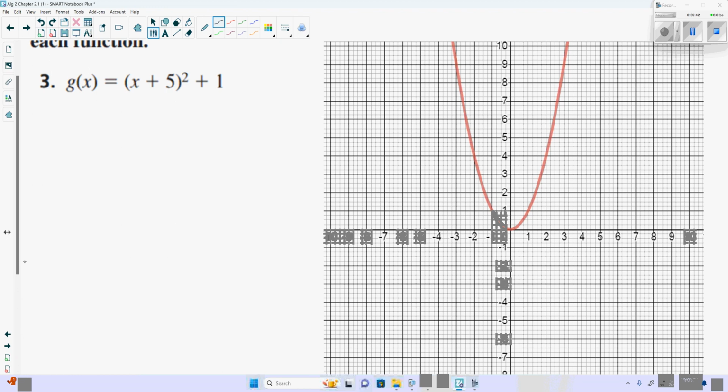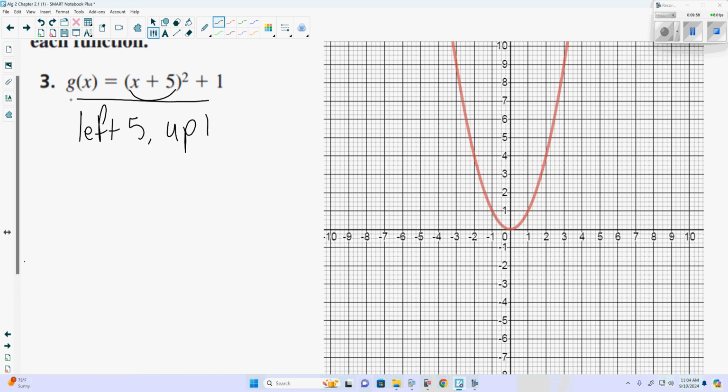Let's look at this one here. We have g of x equals x plus 5 squared plus 1. So the plus 5 inside the parentheses tells us that we're moving to the left 5, and the plus 1 on the outside is up 1. Left and right is the opposite of what we think. So plus is actually left, minus is right, so left 5. Our plus 1 on the outside does indeed move us up 1, because those are nice. They're exactly what we think.